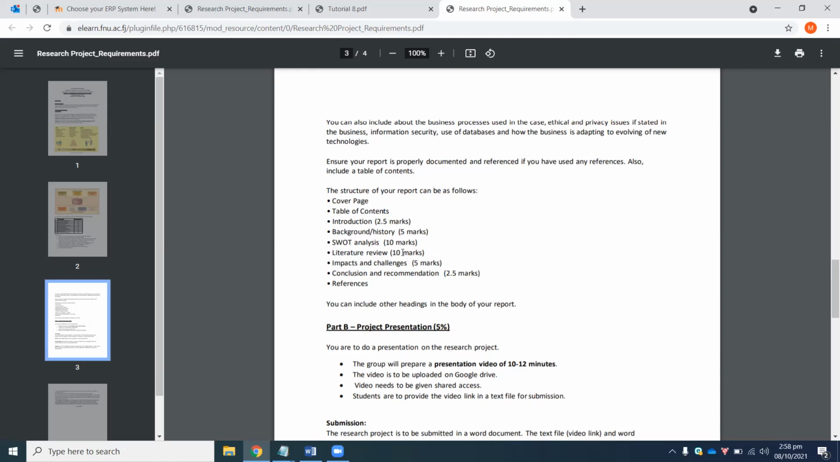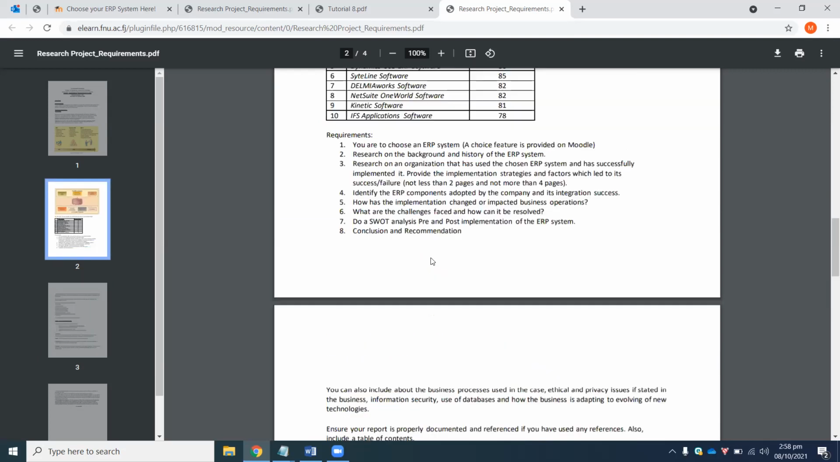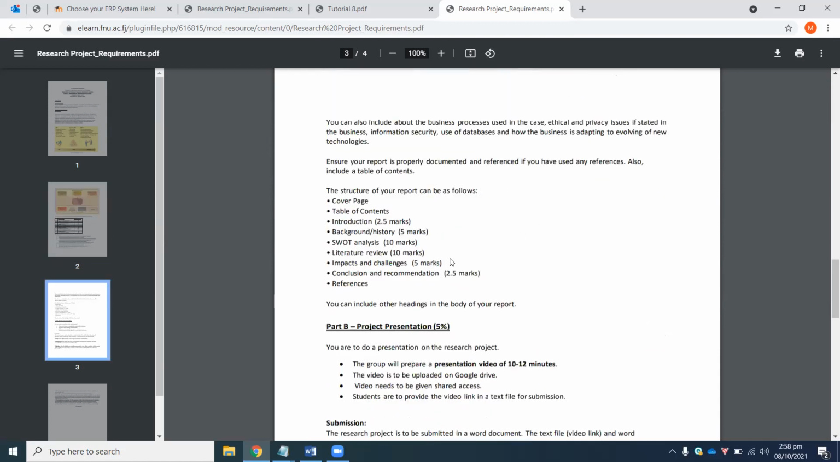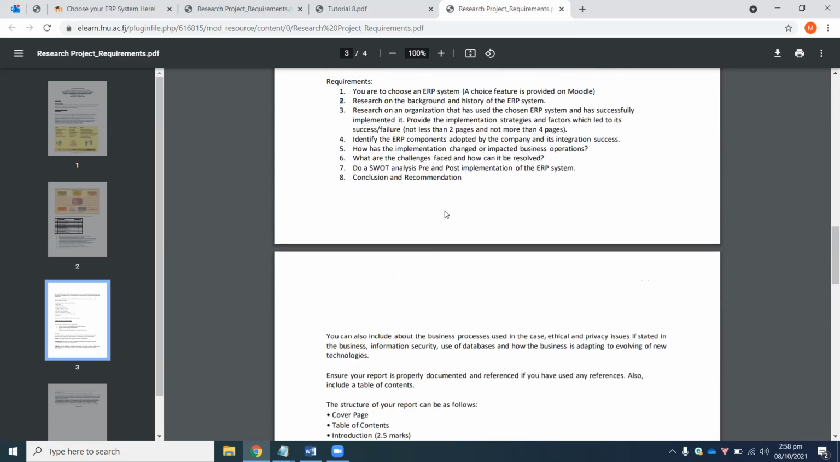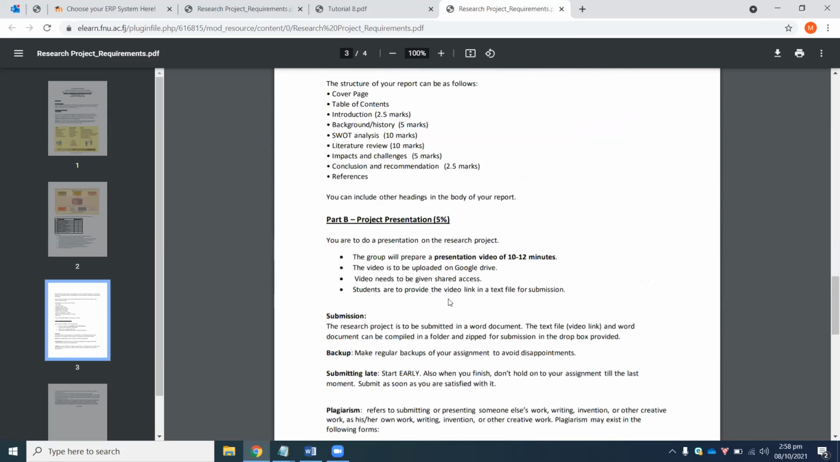You have to do a literature review. In the literature review, you have to overall talk about the organization once again, okay? And you have to talk about how the implementation has been carried out. Now, in the literature review, you will talk about points 3, 4, 5, and 6, okay? In your introduction, probably you will do a brief background on part 2, okay? In impacts and challenges, basically that comes from question number 6, and you have a conclusion and implementation, and finally you have your references.